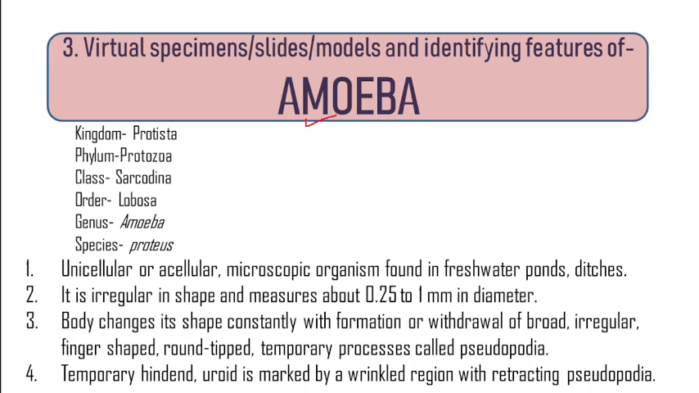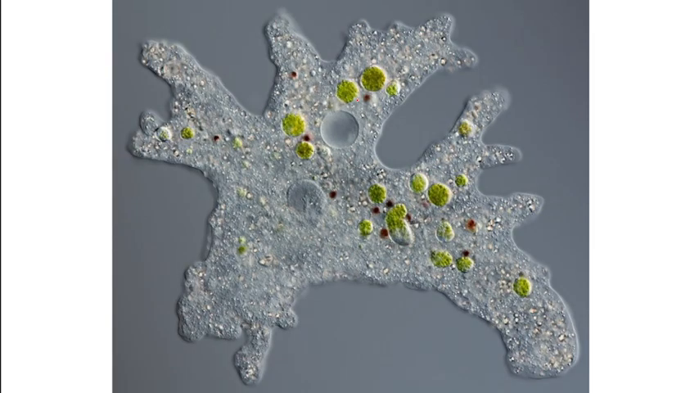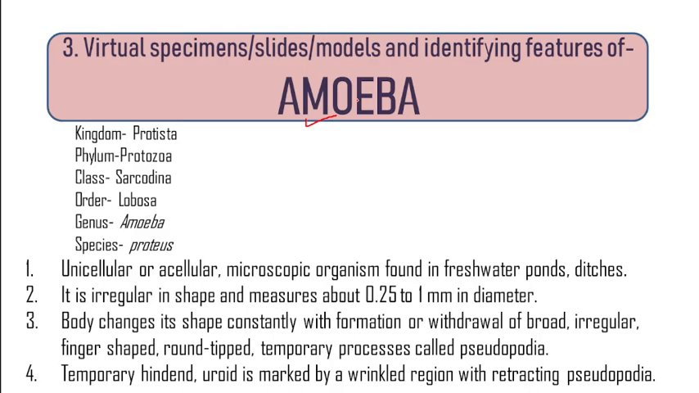Let's start with Amoeba. If you get to see the actual image of Amoeba, it will look something like this, or some diagram or slide. You have to identify on the basis of its structure that this is an amoeba, and then you're going to write its features. So first of all, let's see the classification.